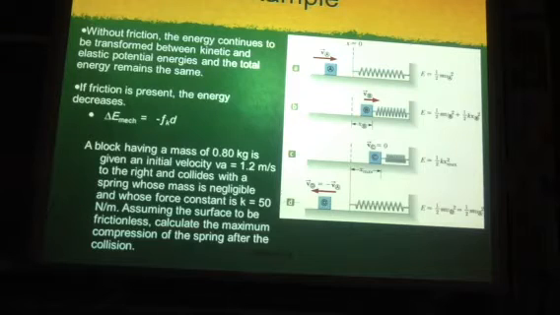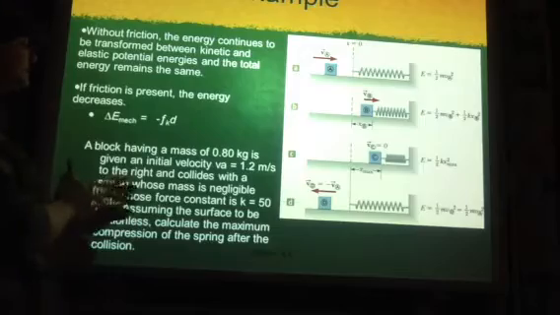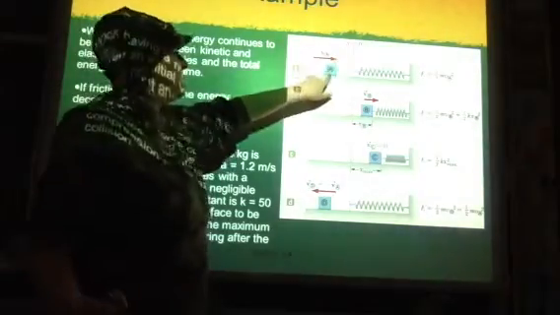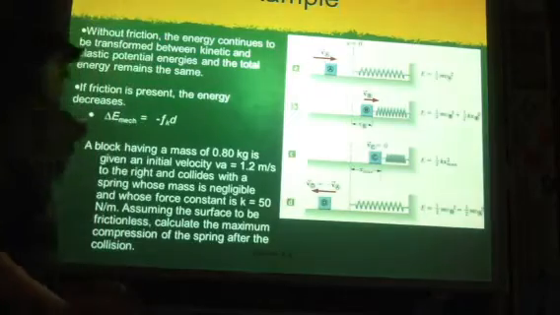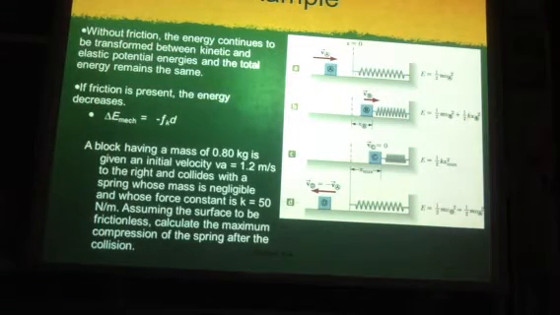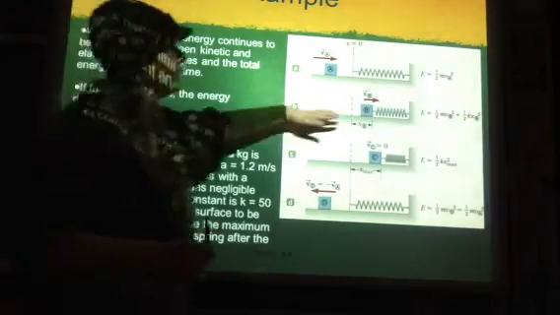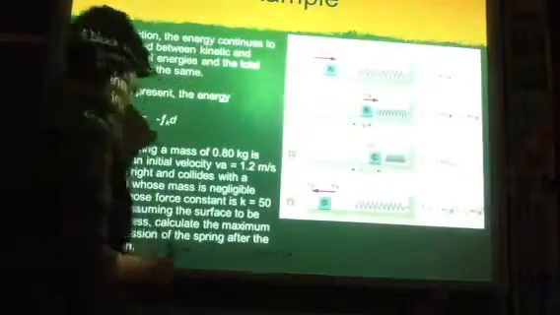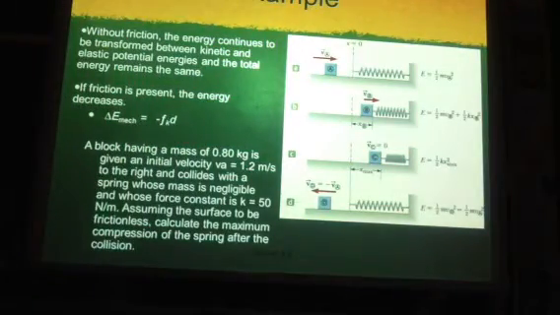So let's do this example. It says that a block having a mass of 0.80 kilograms is given an initial velocity of 1.2 meters per second. So this just says VA. The block right here is moving with an initial speed of 1.2 meters per second, and it's moving to the right. Ultimately, it's going to collide with this spring and compress that spring. We'll say the spring has negligible mass. The spring also has a force constant of 50 newtons per meter. And let's assume that the surface is frictionless.